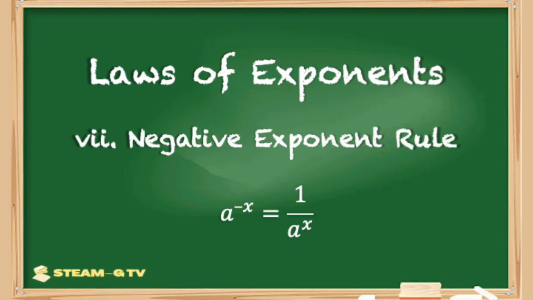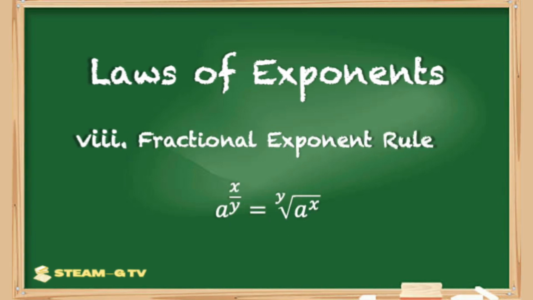Seventh, we have the negative exponent rule, where a raised to negative x is equal to 1 over a raised to x. Always find the reciprocal so that the exponent will become positive. And for the eighth rule, we have the fractional exponent rule, where a raised to x over y is equal to the y-th root of a raised to x.